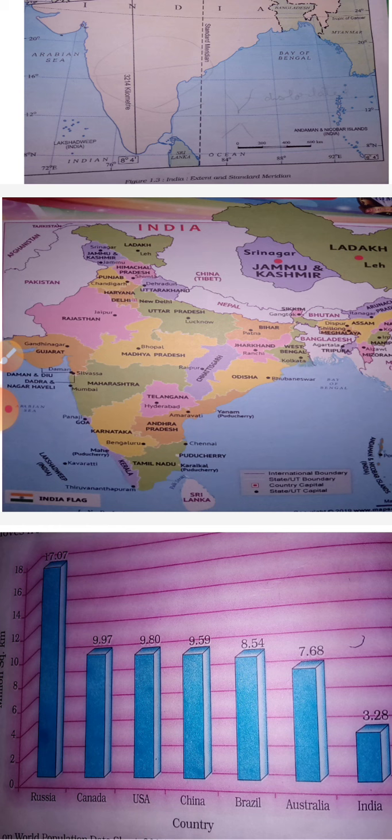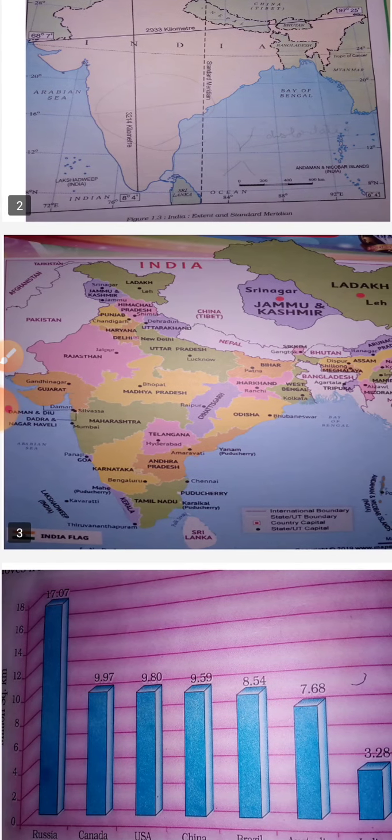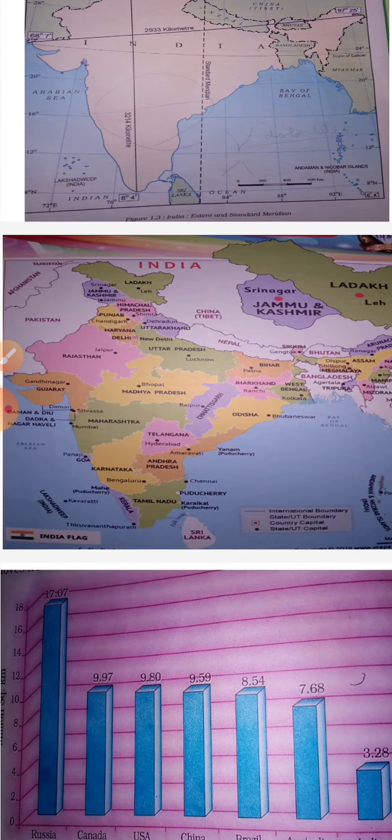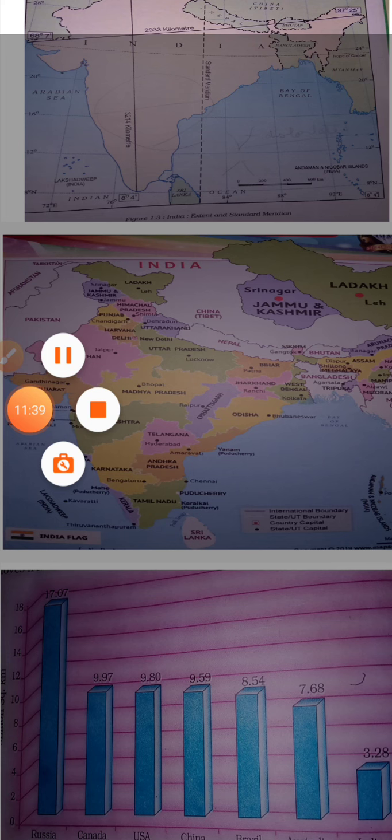And with regard to China, you know that it has illegally captured some parts of our country in the northeast, and some other areas of the world have also been captured by this country. So we have to follow the sequence given in your textbook. So these are all the things, and in the next video we will discuss some new things.